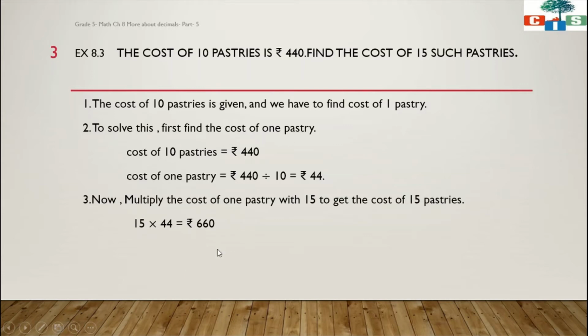Again, here I have not shown you the multiplication. You have to do it by yourself because we have done many sums related to multiplication and division. Okay. So when I multiply 15 with 44, I will get the answer as 660. That means the cost of 15 such pastries is rupees 660. Okay, scholars. Here we have done both the things. First of all, we have done division for finding the cost of one pastry, and then we have done multiplication for finding the cost of 15 such pastries. Okay, scholars. So now we will see one more sum related to it.